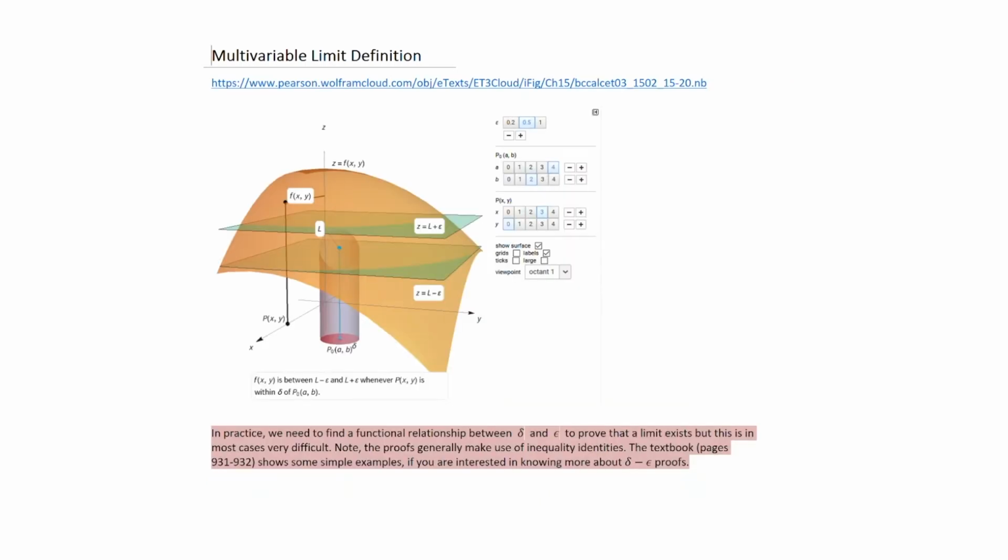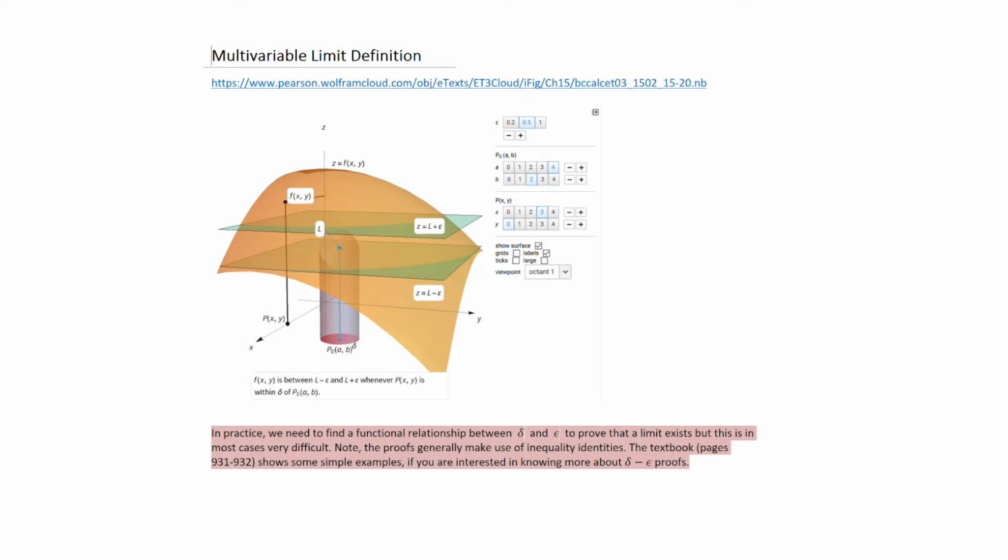All right, if you want to look at an interactive version of it, you can go to the link that's shown above. You just click on this, and you can play with this object and see for yourself what's going on as you make adjustments.